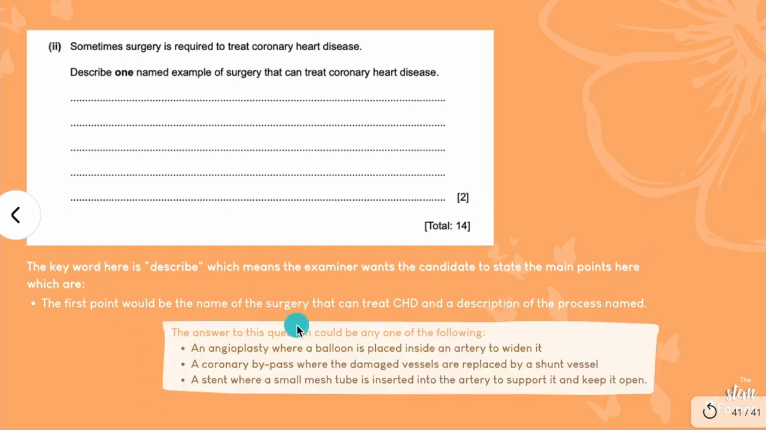The answer to this question could be any of the following: an angioplasty where a balloon is placed inside of an artery to widen it, a coronary bypass where the damaged vessels are replaced by a shunt vessel, or a stent where a small mesh tube is inserted into the artery to support it and keep it open.